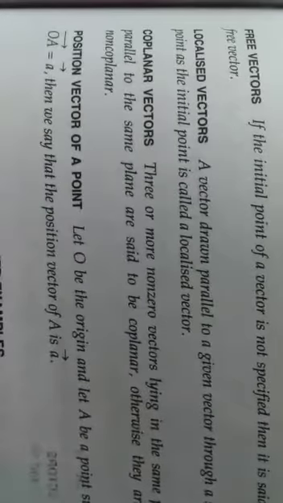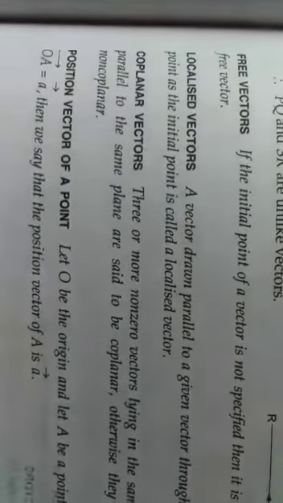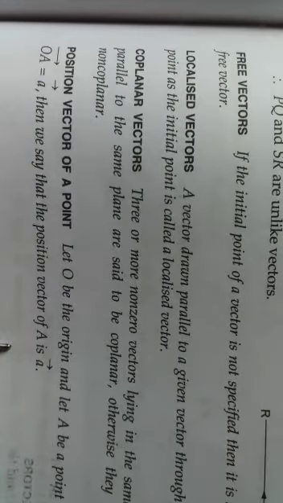Okay, and we know how to write the position vector. In that way, OA equals A, and we can say that the position vector of A is A. And other properties we will read in the next class.